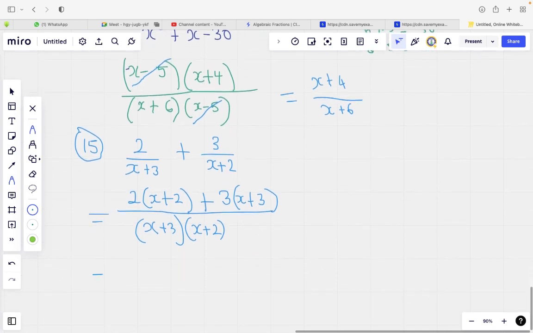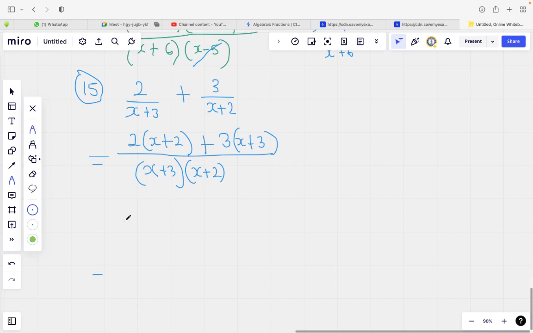Then the next step is to expand the numerator. The denominator, remember, we're going to keep constant, the way it is. So we have 2 times x, we get 2x. And then 2 multiplied by 2, we get 4. Then we have 3 multiplied by x, we get plus 3x. And then plus 3 multiplied by plus 3, we get plus 9. So this is our numerator.